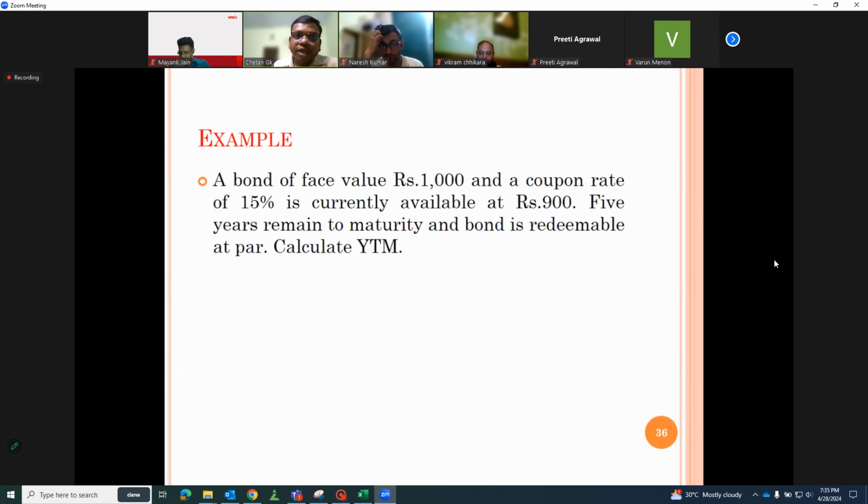Okay, so the bond has a face value of 1000, the coupon rate is 15%, and it is currently available at 900 rupees. 5 years remaining to maturity, and the bond is redeemed at par. So compute the YTM, which means you have to compute the yield of the bond. Let us take up this example.